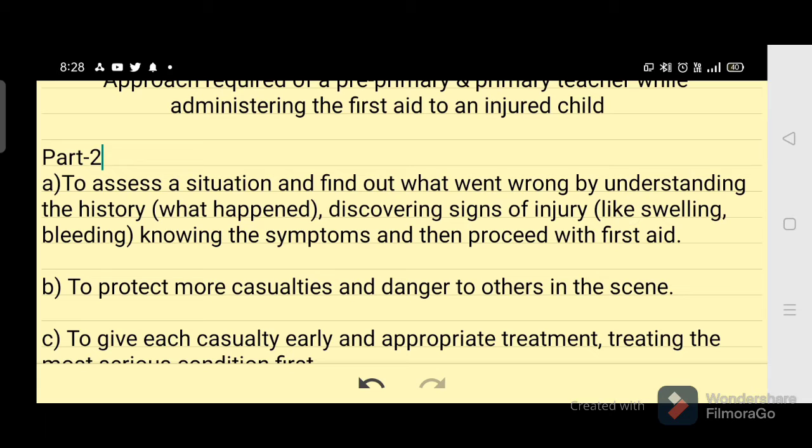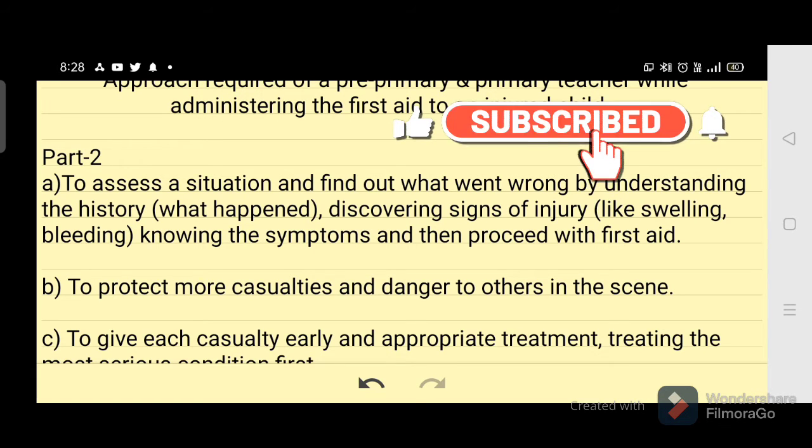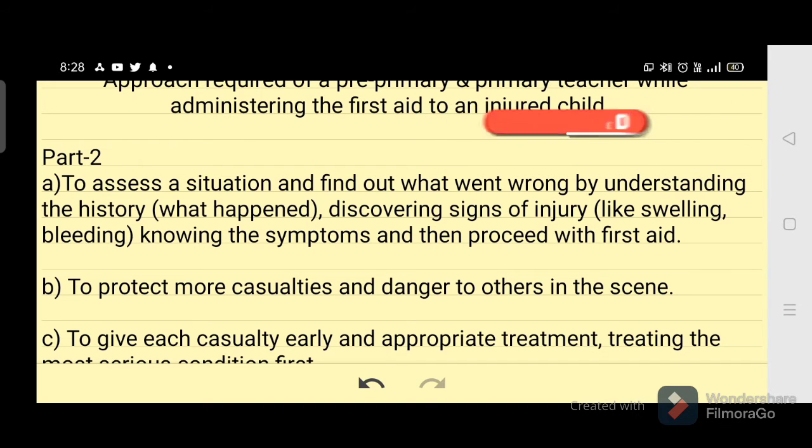Let us see, the first point is when you encounter an emergency situation in a school or home, the first thing as a teacher or a parent, especially a teacher, when one person gets injured, in such cases the teacher should assess the situation and find out what went wrong, and by understanding the history, that means the teacher should try to discover what happened and how it happened.